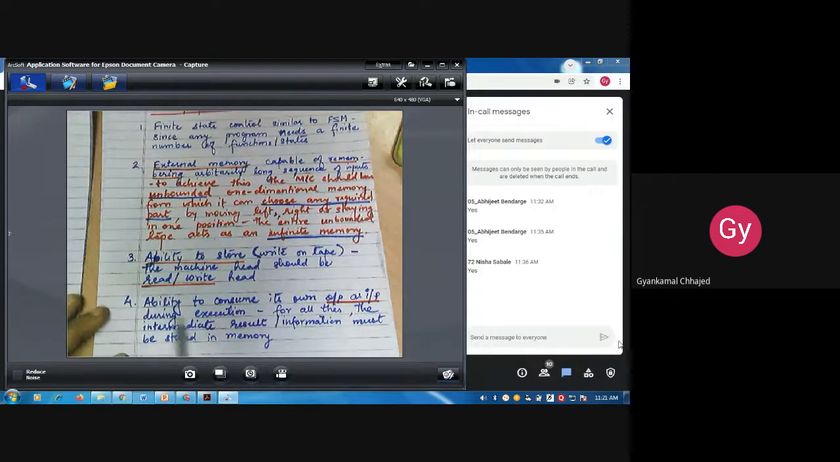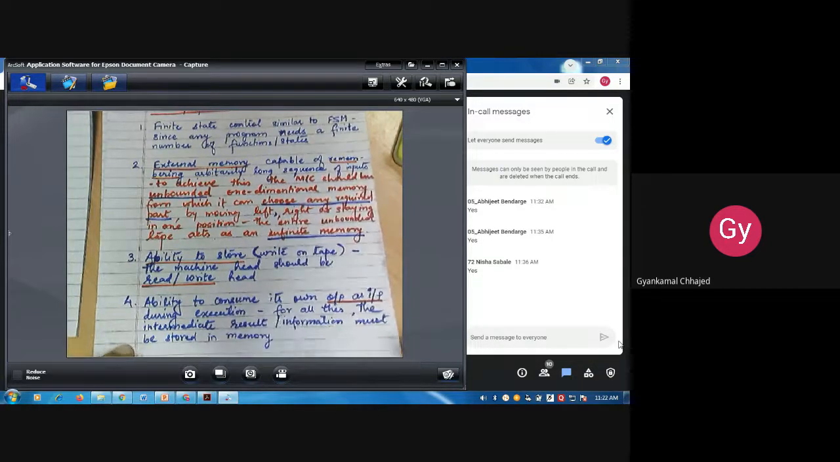Okay. So, the ability to consume its own output as input. Basically, in problems where we are doing multiplication or finding GCD, like this problem solving, we require the intermediate results as input for the next step. This is possible in the Turing machine: the ability to consume its own output as input during execution. For all this, the intermediate results information must be stored in memory. So these are some Turing machine properties.